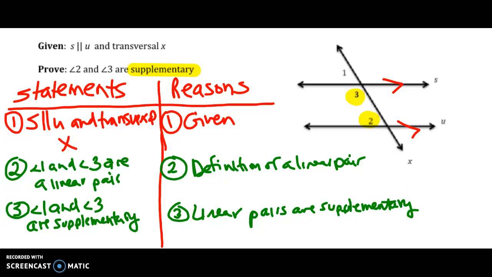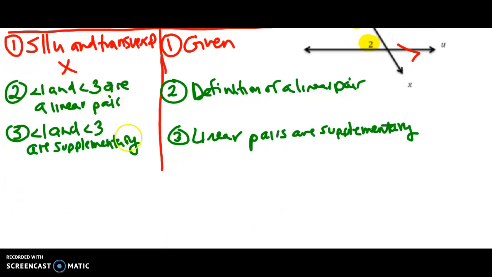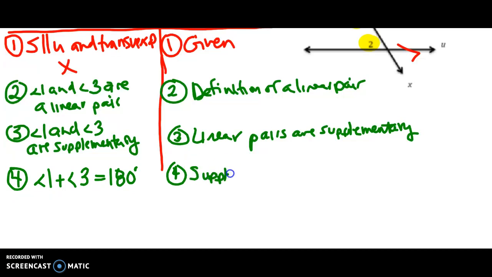So again, we're building from information we know. Linear pairs, what do I know about them? That goes in my next statement. What do I know about supplementary angles? Okay, well that means angle 1 plus angle 3 sums to 180. And how did I know that? Supplementary angles sum to 180.